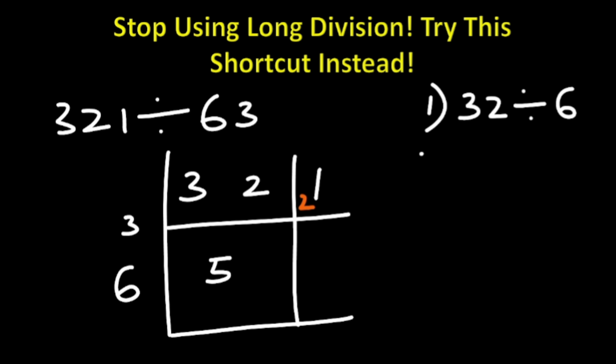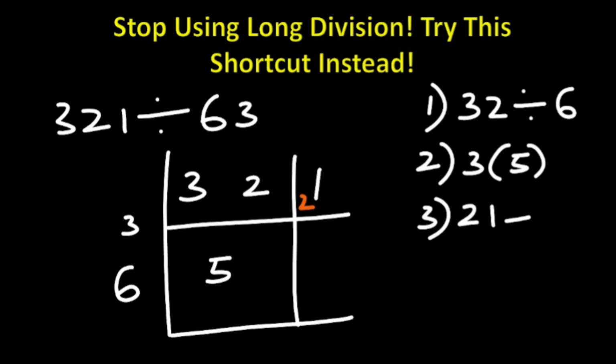Now in step 2, you take the smaller digit, which is 3, and you multiply by 5. That's step 2. 3 times 5 is 15. Now you subtract 15 from 21. So 21 minus 15. That's the last step. So 21 minus 15, that is 6. So the remainder is going to be 6, and the quotient is 5. So when we divide 321 by 63, the quotient is 5 and the remainder is 6.